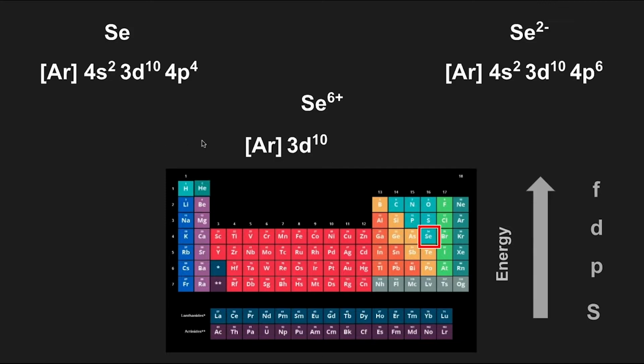And you can see that it's very different from the selenium 2-. That's because we lost electrons, whereas here we added electrons. But if you look carefully, you can also see that the selenium 2- has the same electron configuration as krypton in its ground state. And due to this, you can't just simply have an electron configuration and determine what the entity is, unless it tells you that it has to be an element.